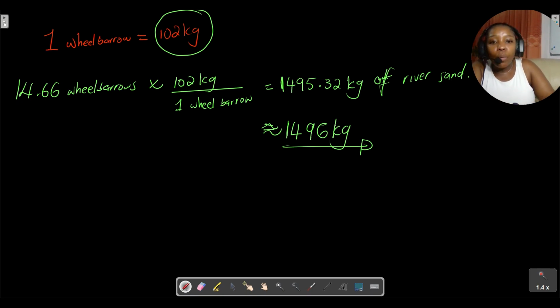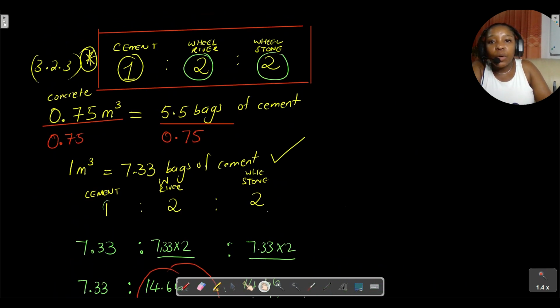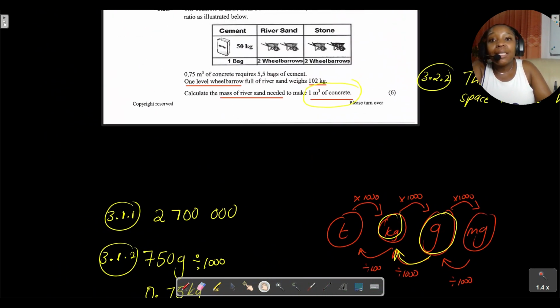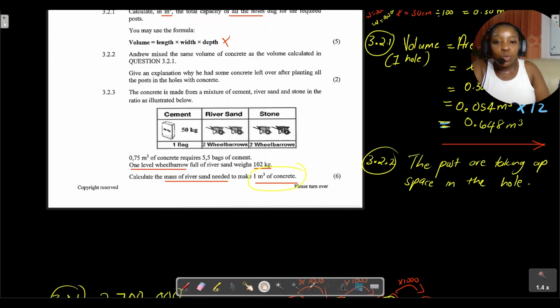All right, so I hope you guys enjoyed this question, where we needed to work with this ratio to help us answer it. Just to help us approach this question: first thing, look at the question. We want to make 1 meter cubed of concrete. So from the information given to us, can we get an equation that translates the concrete into 1 meter cubed of concrete being equal to something? Yes, it's this one.